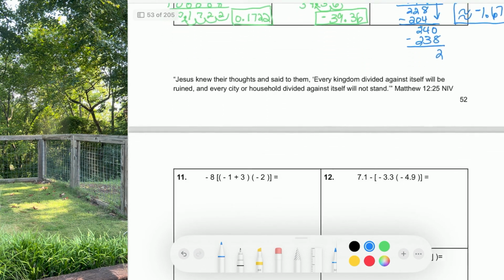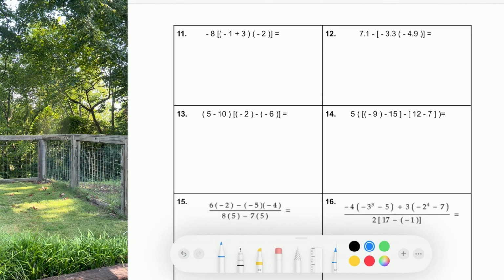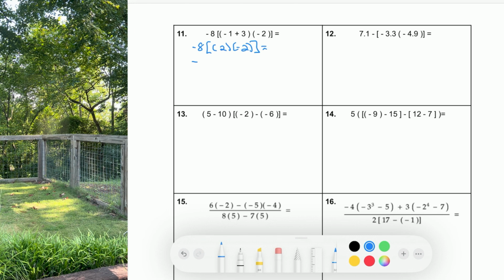All right, looking at number 11. We have a bracket. We also have parentheses within that bracket. We need to deal with the negative 1 plus 3 before we do anything else. So I'm going to write negative 8. Negative 1 plus 3. We have two different signs, so we're going to take the difference, keep the sign of the larger. So that's going to give me a positive 2. Rewrite the rest of the problem. Now I have 2 times negative 2, which is a negative 4. A negative times a negative is a positive, so I'm going to end up with a positive 32.